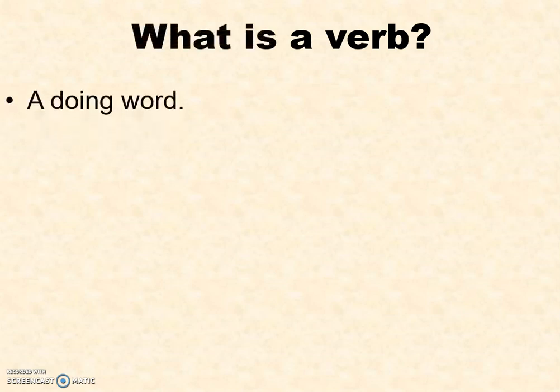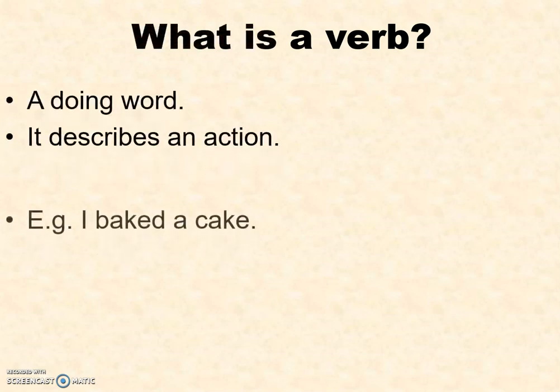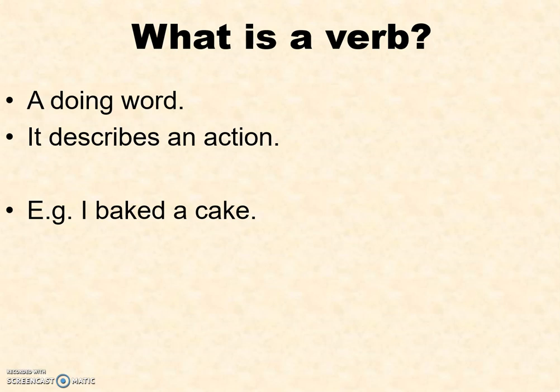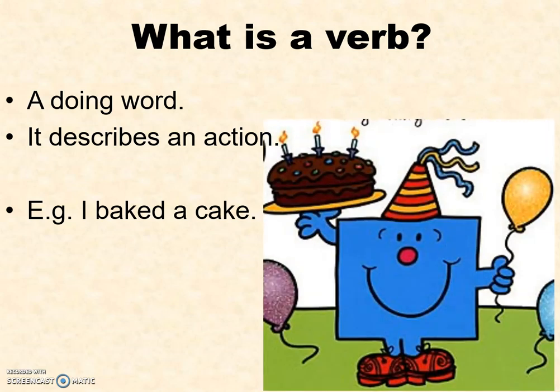So what is a verb? A verb is a doing word. It describes an action. For example, I baked a cake.